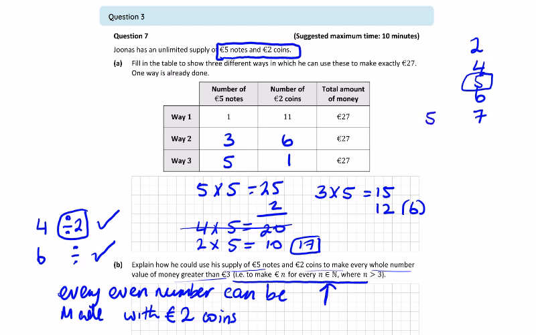7 is 5 plus 2. So we've covered that. 8 we have covered. 9, the next odd number, would be 5 plus 2 plus 2. So you can see that that pattern will continue. We'll be able to make every single number after 3.